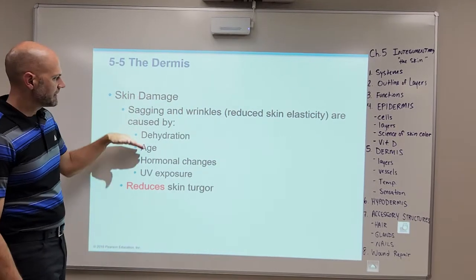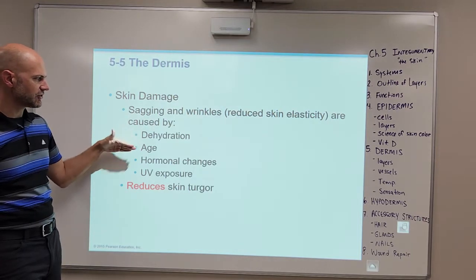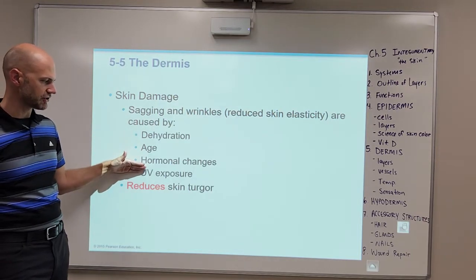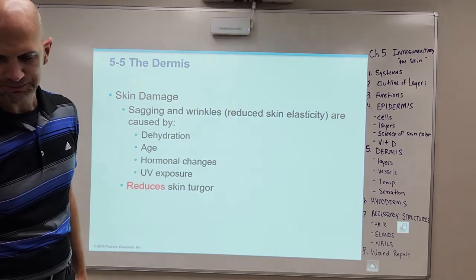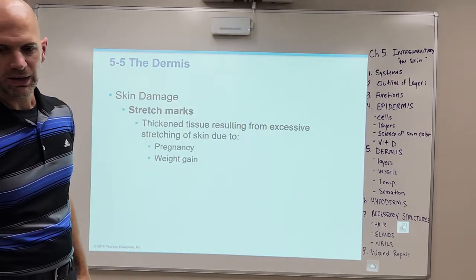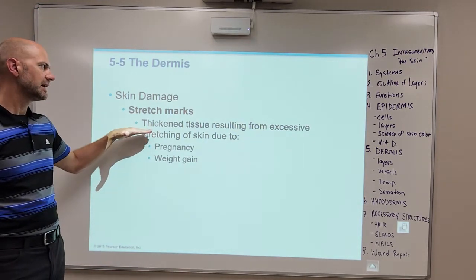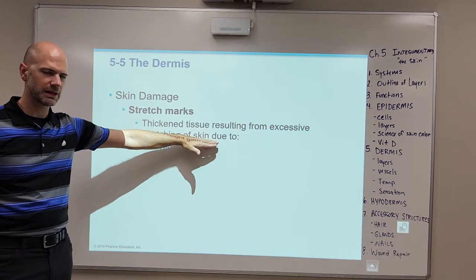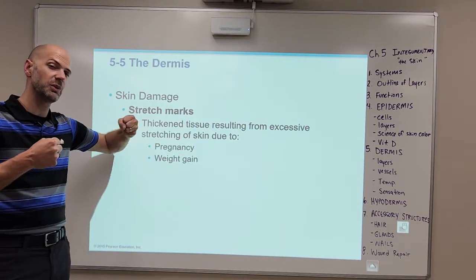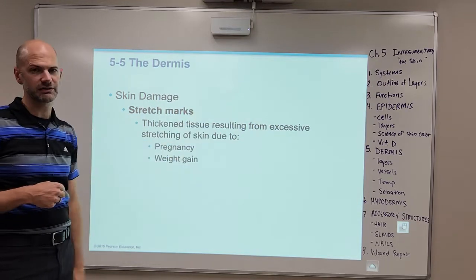All right, skin damage, okay? It can be caused by dehydration, age, hormonal changes, UV exposure. All of these can reduce skin turgor with age. All right, stretch marks, okay, can result from pregnancy or weight gain. It's the thickened tissue resulting from excessive stretching of skin. So the skin is stretched in a way that is inappropriate and it leaves a mark behind because of the connective tissue.